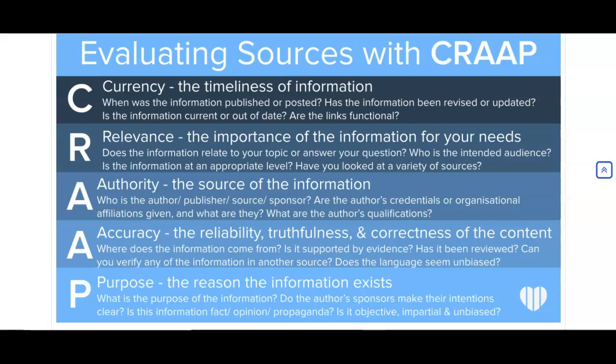I'm going to skip the R. We'll come back to that one. We'll look at the first A. That is authority. That's looking at the source. Who is the author behind your article or book or whatever source you're using? And who are they? If it's a website, you may also want to ask who is the organization or sponsor behind the website. You really want to look at the author's credentials.